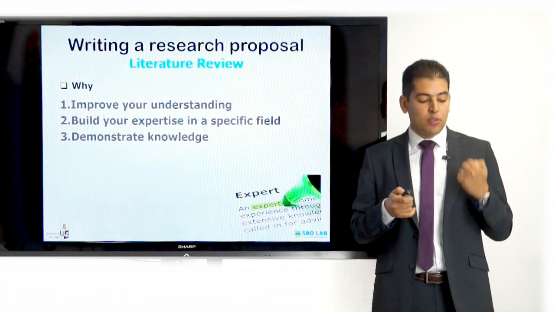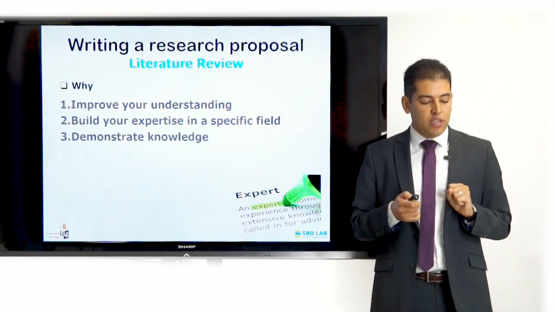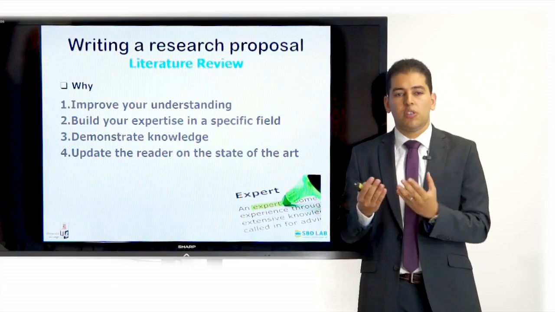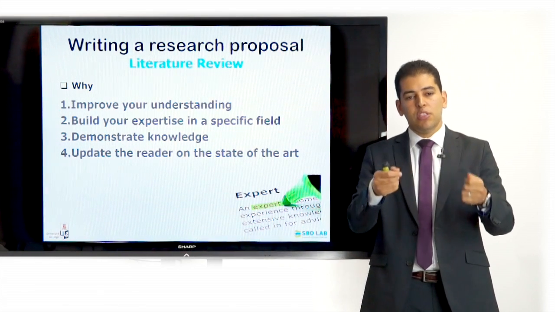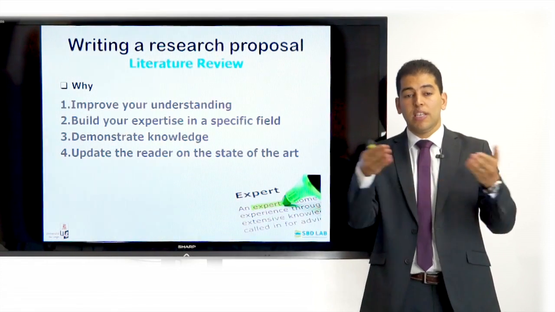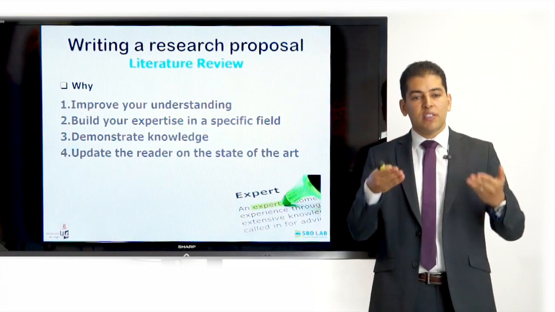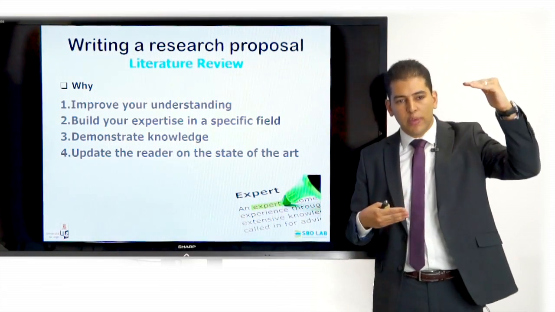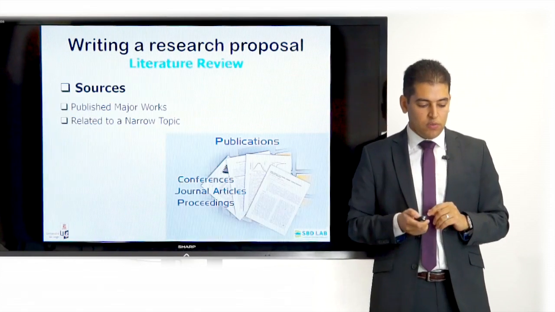Number three, you have to demonstrate knowledge and show that you understand specific knowledge related to the topic, and you have to update the reader with the state of the art. Because at the end of the day, the master thesis or the PhD, you will submit it to a jury or a reader, or you will set it online, and you would like the community to read it. Once they read it, they must make sure that they are up to date with the latest information related to this topic, and therefore we should do a literature review.